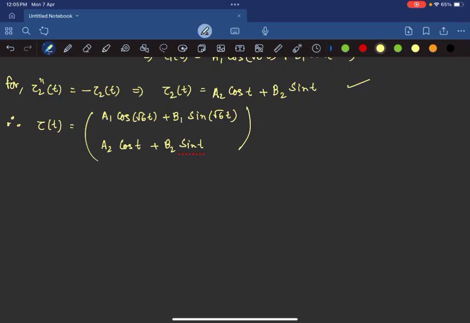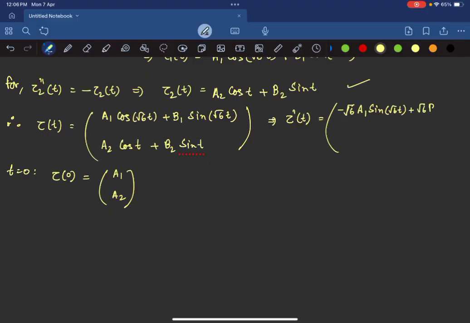So what we have as initial conditions, at t equals 0, we need to find Z0. The value is A1, and here we have A2. Two conditions are given, so we can find Z dash T as well. So Z dash T is minus root 6 A1 sin root 6T plus root 6 B1 cos root 6T.